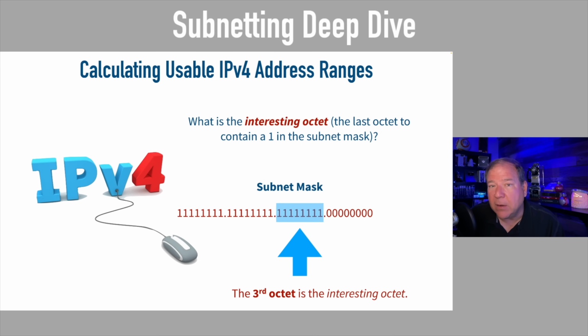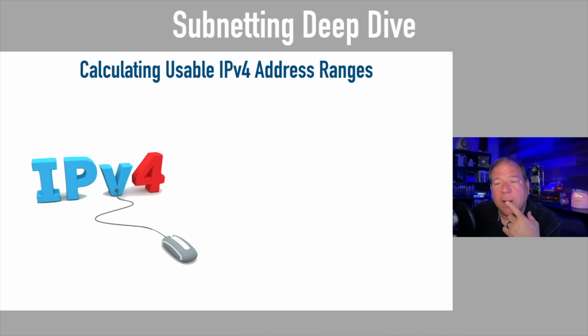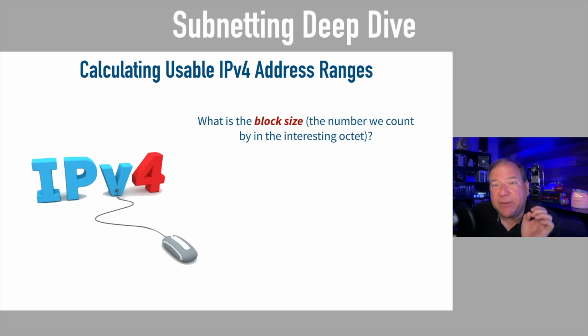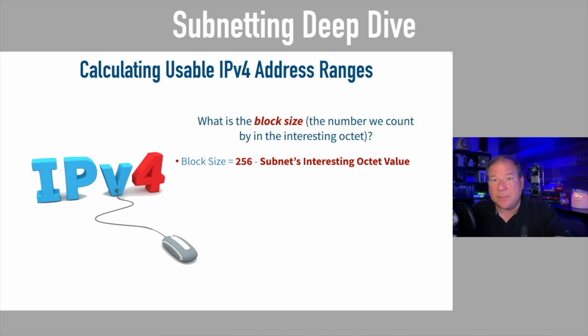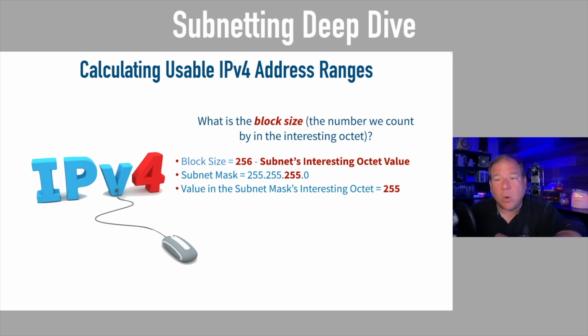Now I need to calculate what's called the block size. Here's the formula: the block size is 256 minus whatever the subnet value is in that interesting octet. So in this super simple example, it was 255.255.255, that's our interesting octet, .0. So the subnet value in the interesting octet was 255. That means my block size is going to be 256 minus 255. That's 1. So our block size is going to be 1.